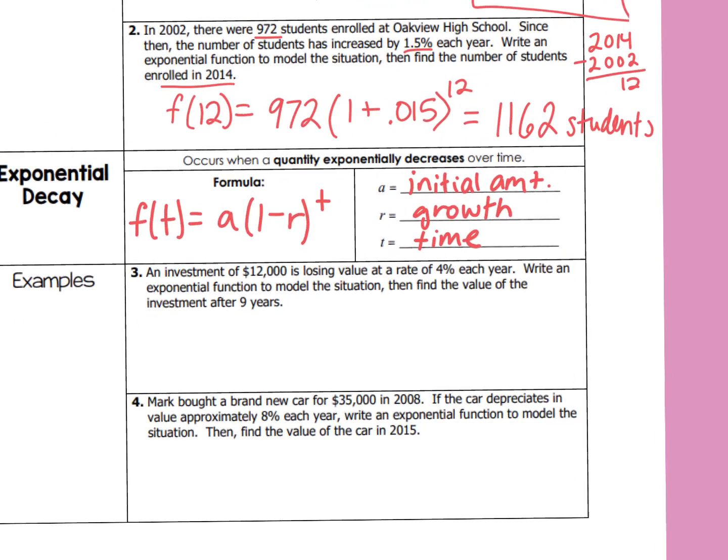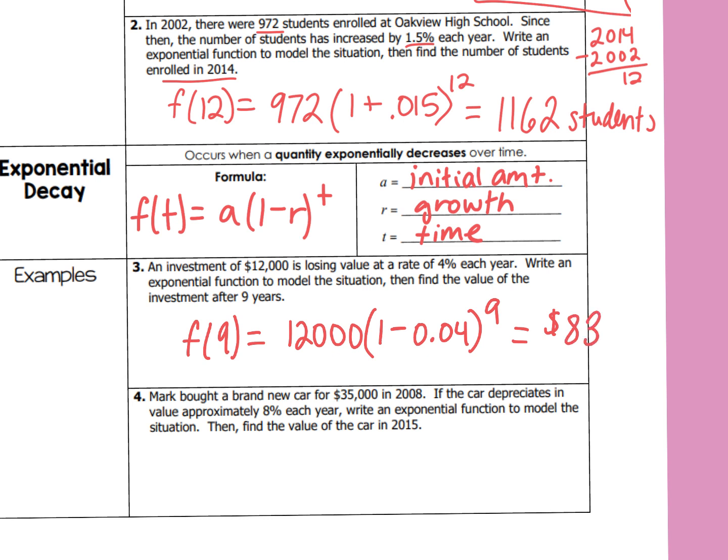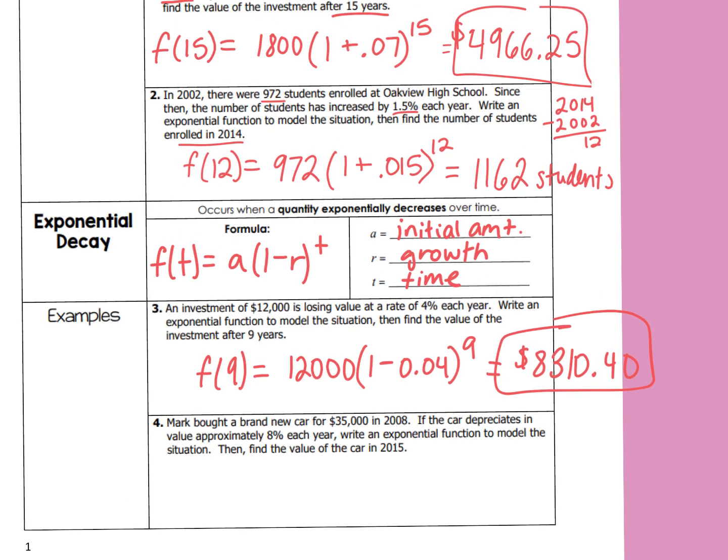Okay, I want you to go ahead and try number 3. Okay, how'd you set this one up? Yep, f of 9 equals 12,000. Perfect. Raise your hand if you set that one up perfectly, just like that. Good deal. Okay, and then what do you get? $8,310.40. Is that what everyone got? Good deal.